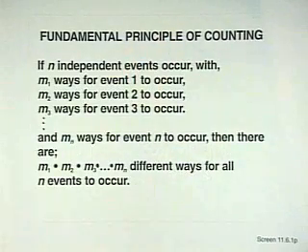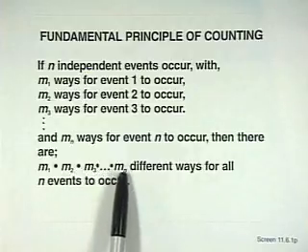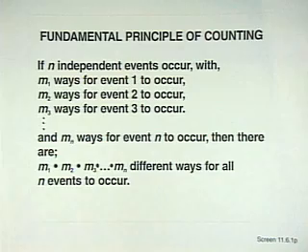If n independent events occur with m1 ways for event 1, m2 ways for event 2, m3 ways for event 3, and so on, until we get to m sub n ways for event n to occur, then there are m1 times m2 times m3, etc., up to times m sub n different ways for n events to occur.